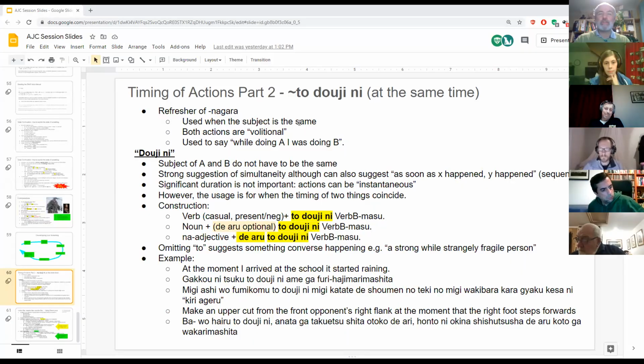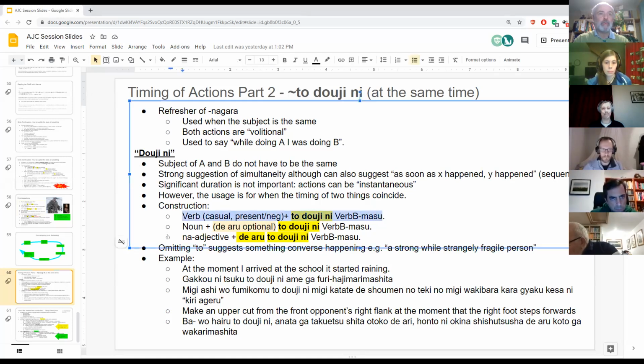So just a quick refresher. With doji ni, we can use this without the subjects being the same. The way we do this for a verb and for a noun, in fact, in all cases, I should say, is that we should mark the timing, which verb or which action or which noun marks the timing of the sentence. So at the same time that I was singing, I was also thinking about spree killing, for example. Then you'd say at the time of singing. So this is the verb that goes here.